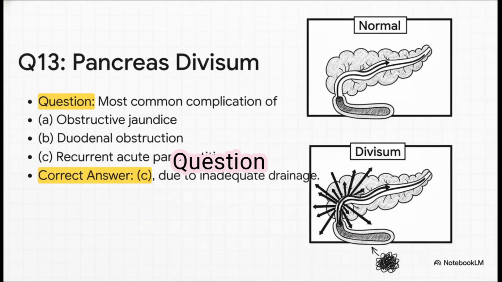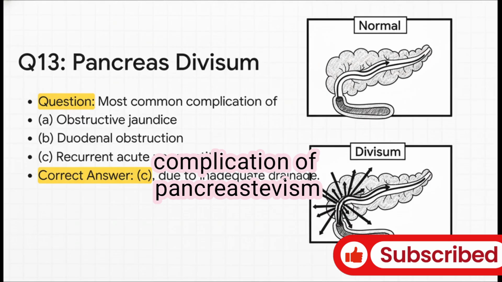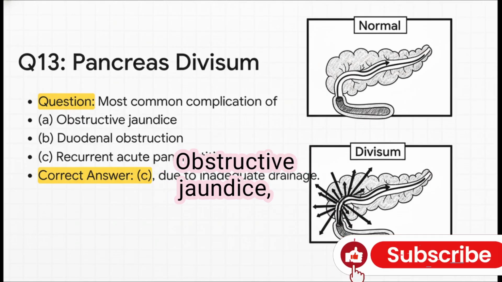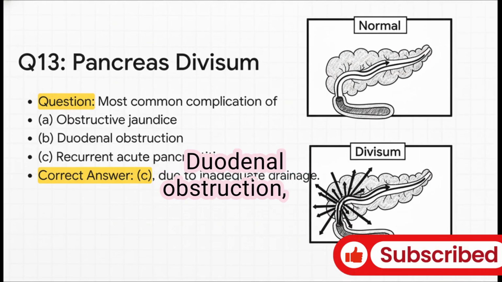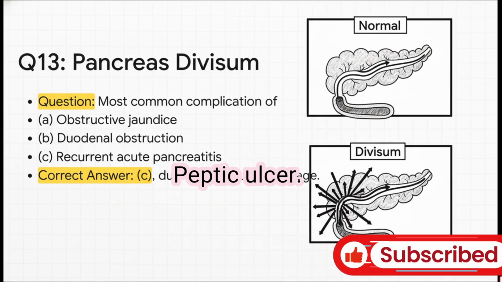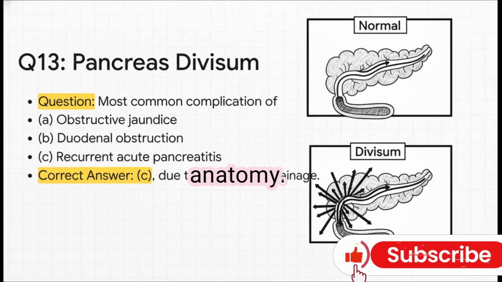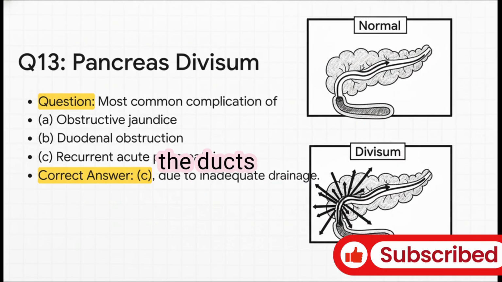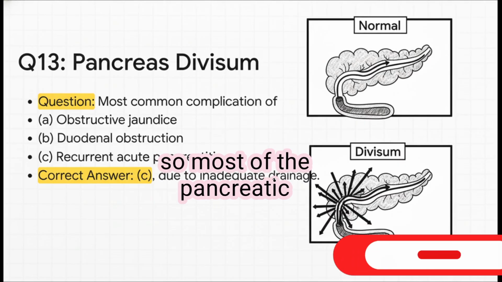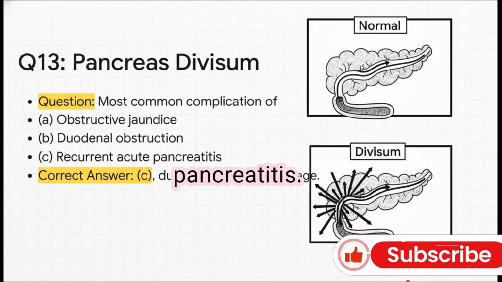portal vein. Question 13 asks, what's the most common complication of pancreas divisum? A. Obstructive jaundice, B. Duodenal obstruction, C. Recurrent acute pancreatitis, or D. Peptic ulcer? The correct answer is C. And this is all about the anatomy. In pancreas divisum, the ducts don't fuse right, so most of the pancreatic juices have to drain through a teeny tiny opening. This backup can lead to recurrent episodes of acute pancreatitis.